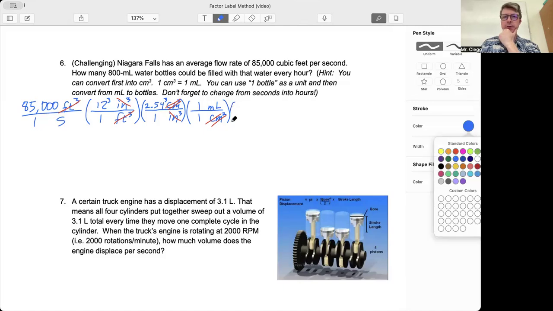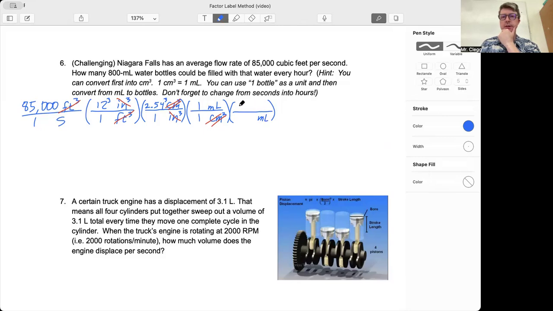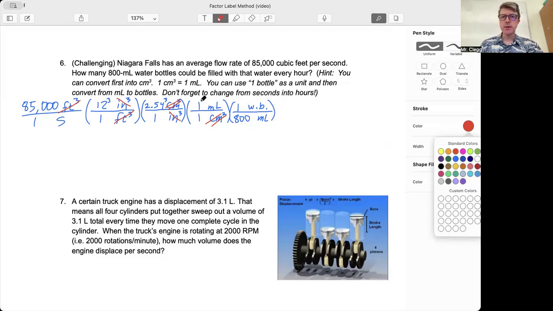And now let's just go ahead and convert into water bottles. So milliliters per water bottle in this case. So one 800 milliliter water bottle, I guess you could say. I can't fit all that in there, so I'm just going to put WB for water bottle. We have 800 milliliters per water bottle. Okay, so I'm going to just go ahead and cancel that out. So now we have water bottles per second, but we want water bottles per hour, which is going to be an even bigger number.